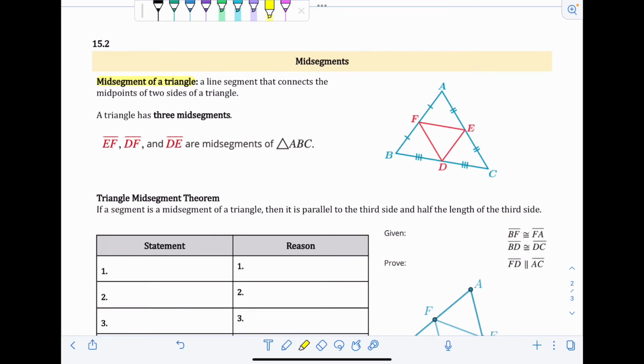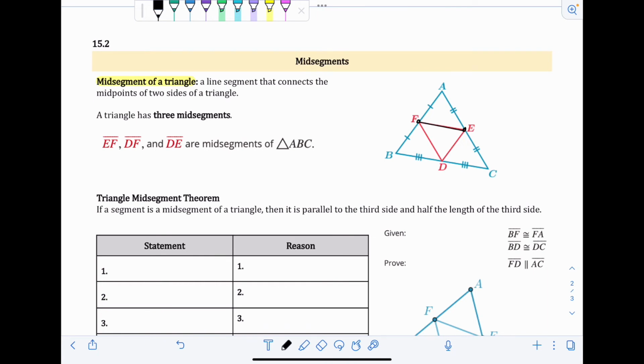So if we use the graphic on the right, you can see there's a midpoint at F because it cuts this side in half into two congruent halves. There's a midpoint at E, it cuts AC into two congruent halves. And then if I connect those two midpoints, that's my midsegment. So FE would be a midsegment, or EF, depending on the way that you write it.